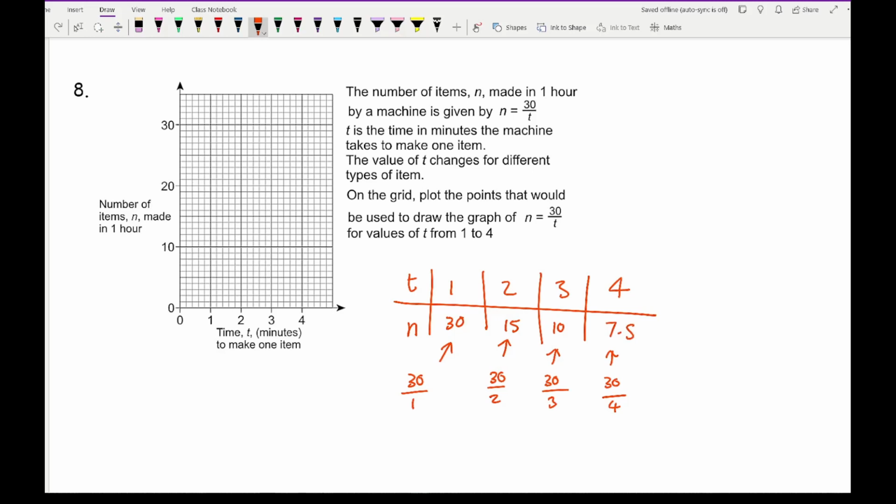7.5. So what I then need to do is plot these values. So it's going to be at 30, then it's going to be at 15, which is there, then it's going to be at 10, and then it's at 7.5, which is just about there. And then obviously I can then join those points up, making sure that it's a nice curve going through those points, and that's not too bad.